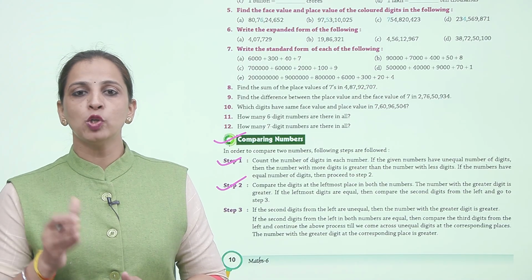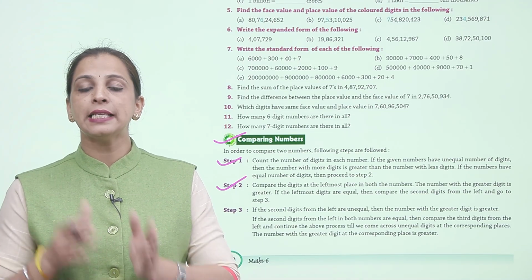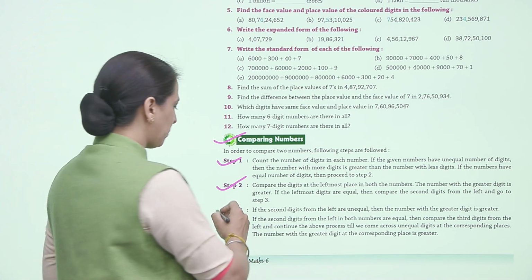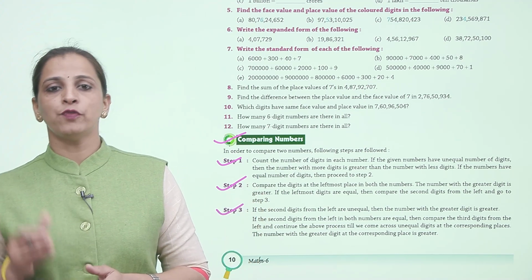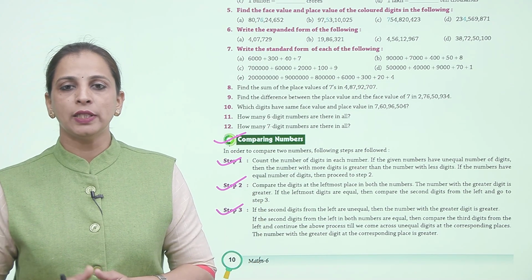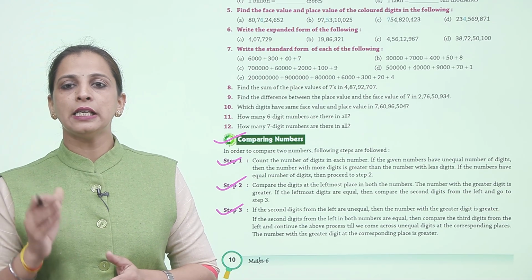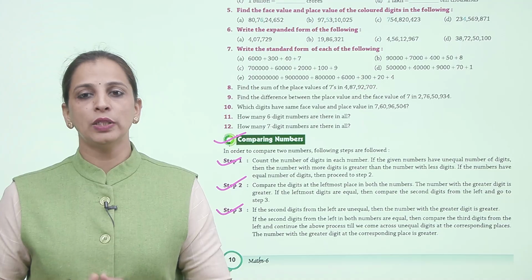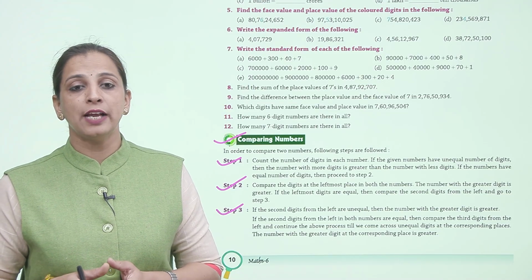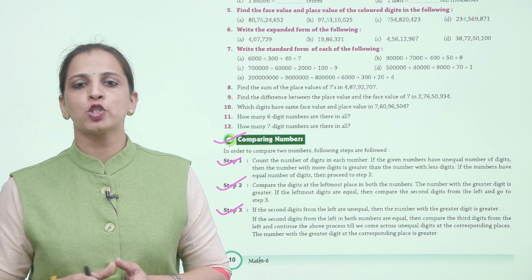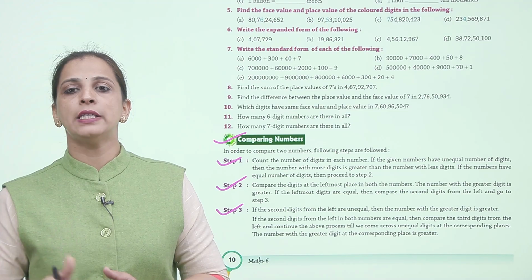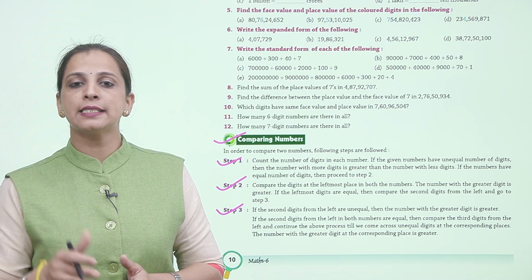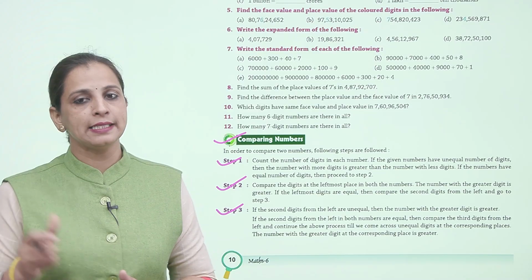If the leftmost digits are equal, then compare the second digit from the left and go to the step 3. Step 3. If the second digit from the left are unequal, then the number with the greater digit is greater. If the second digit from the left in both the numbers are equal, then compare the third digit from the left and continue the above process till we come across unequal digits at the corresponding places. The number with the greater digit at the corresponding place is greater.